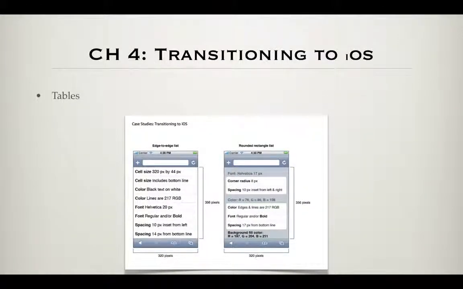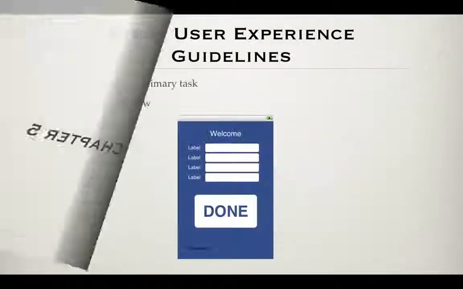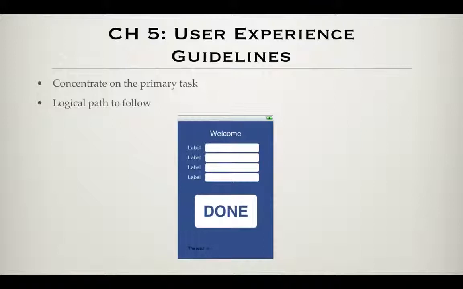Okay, chapter 4 is talking about tables. There are different types of tables: the edge-to-edge list and the corner rectangle list, and there are different height and width for that, so you can take advantage of this when you're creating an application. Let's move to chapter 5, and chapter 5 talks about primary task and logic path.